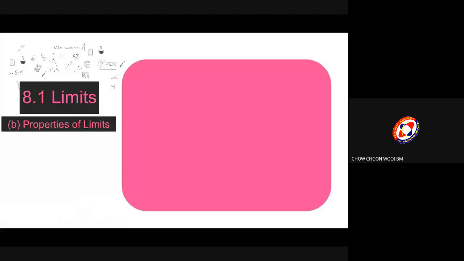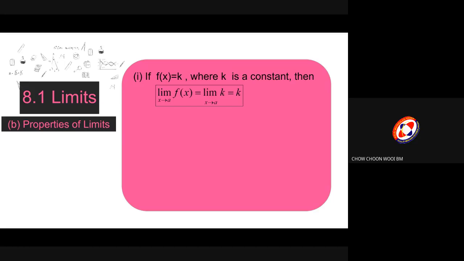So 8.1, limits. So there are a few properties of limits. If f(x) is equal to k, where k is a constant, then the limit of f(x) is equal to the limit of k, which is equal to k. Apa maksudnya? Dia kata atau dengan perkataan lain.